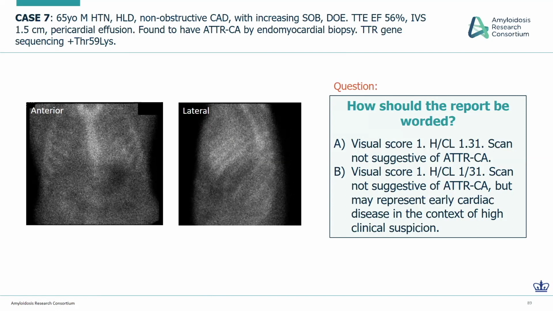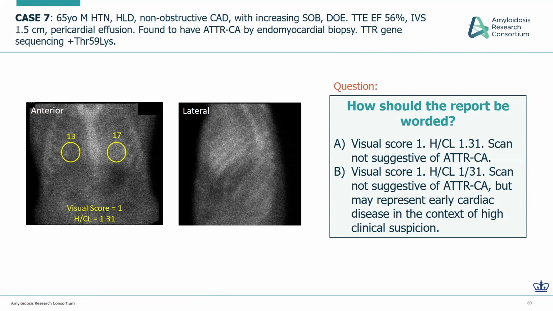Now, in this anterior view, we see that the uptake is minimal. Visual score is 1 on the lateral view, and heart to contralateral ratio is 1.31. So how should the report be worded? A: Visual score of 1, heart to contralateral ratio 1.31, and scan not suggestive of ATTR cardiac amyloidosis.